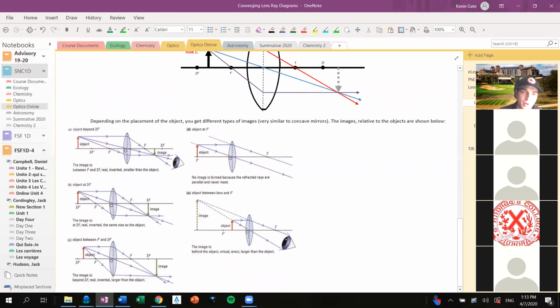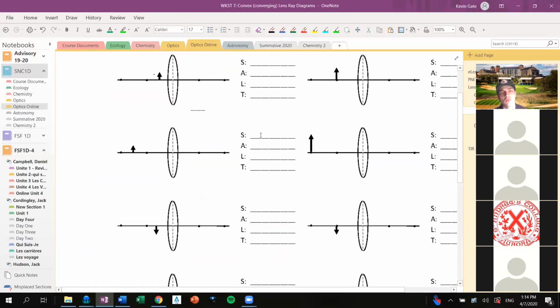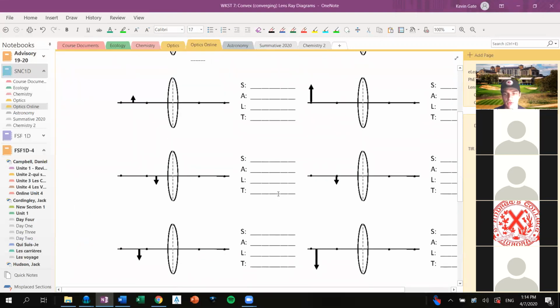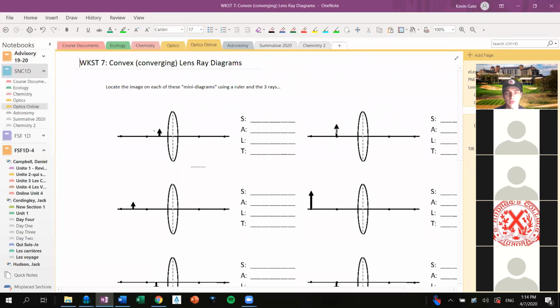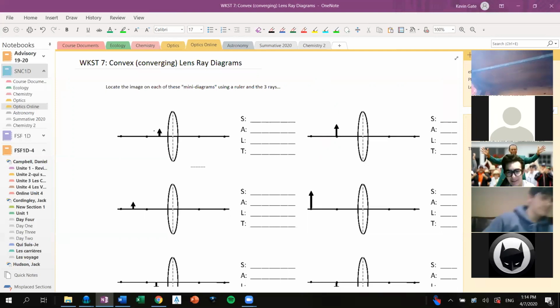There's a summary image posted here that summarizes all of the different locations, and all of this is discussed in the Ed puzzle. So when we finish our Ed puzzle, we have some practice questions that we can work through here, and these questions will help you gain an understanding of how to locate an image in a converging lens ray diagram. So at this point, you guys are free to go to work on the Ed puzzle in the worksheet. If you have any questions, please stay behind.